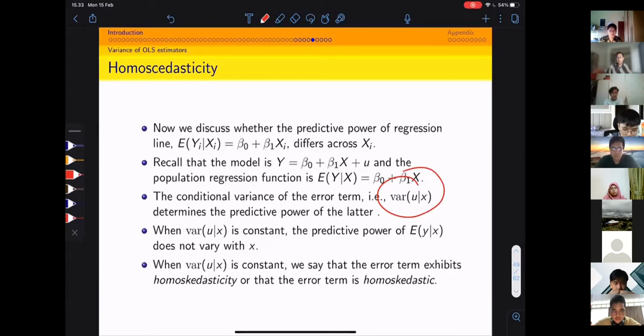Basically, when the variance of the unobservable is constant, we say that the error term exhibits homoscedasticity, or the error term is homoscedastic.